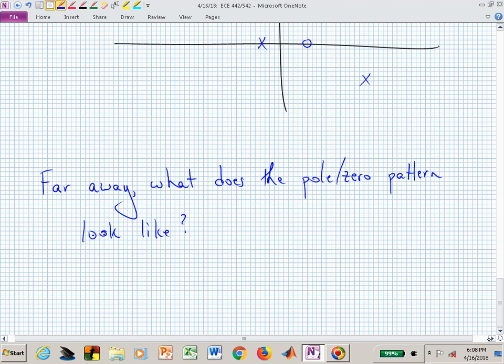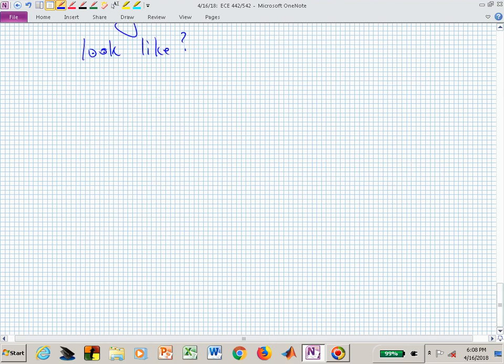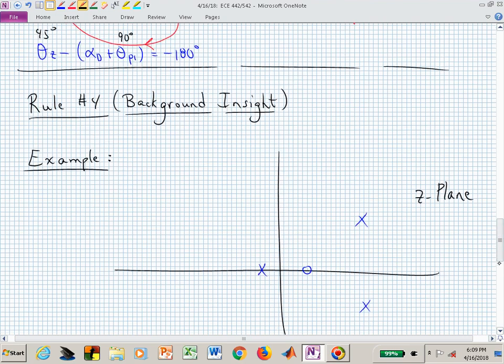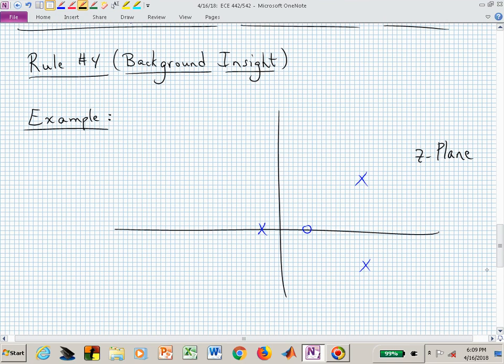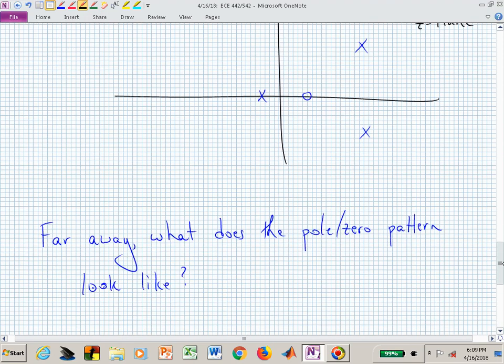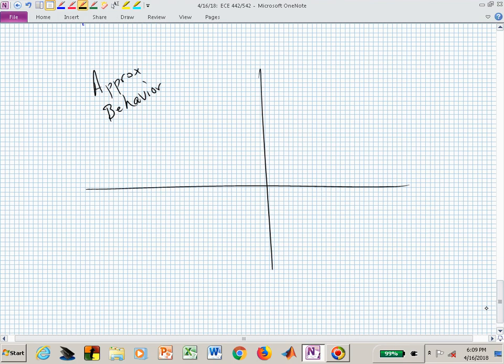Now, from a faraway distance, here is what I'm suggesting is the approximate behavior. If you were way far away from that pattern, what would the average behavior look like? If you had to approximate that, standing a long way away in the z-plane, how would you approximate that pole-zero constellation? How would you simplify it here in this z-plane?